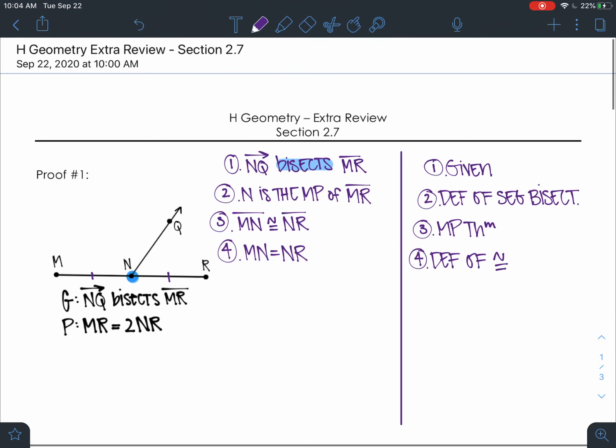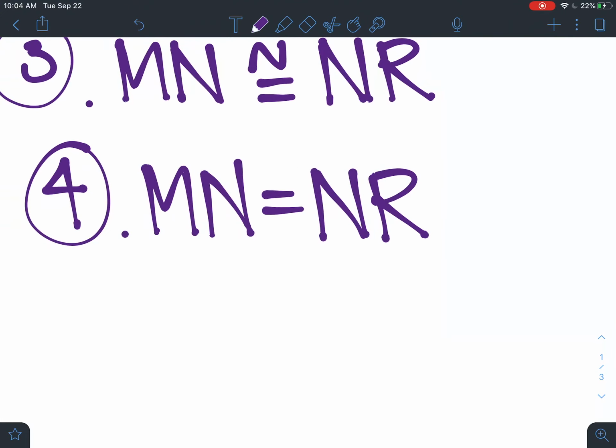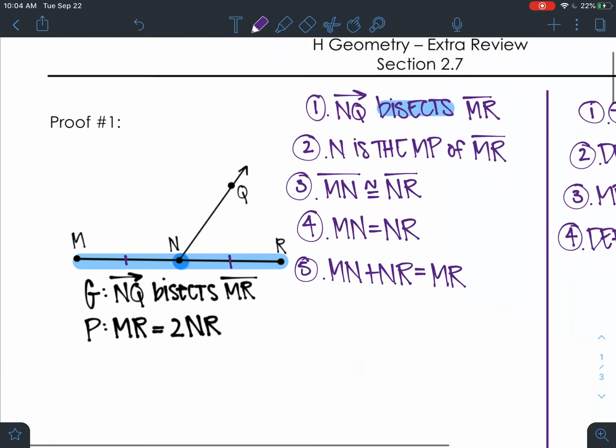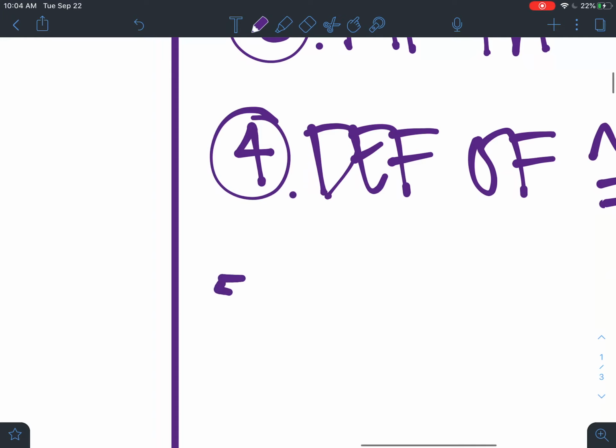So that flowed really nicely up to that point, but that kind of stuck us. We can't really build off anything more of MN is equal to NR, so we have to look at our picture. And if we take a look at our picture, we can write the segment addition. We can go back to our best friend here, and we can write the segment addition for MR, which is segment MN plus NR is equal to the full length of MR. So that's step 5: MN plus NR is equal to the full length of MR. And that's going to be through segment addition.